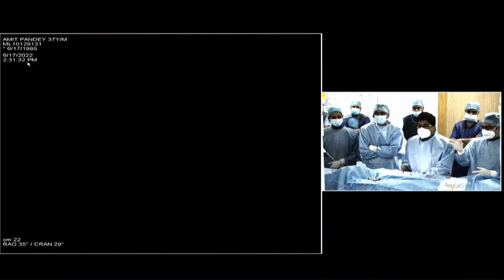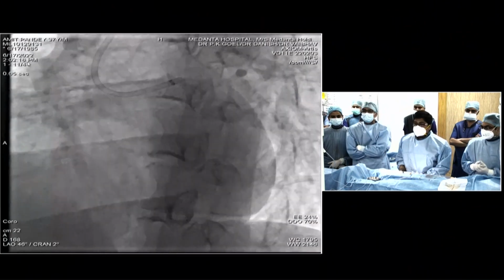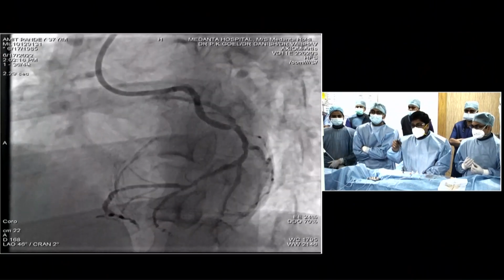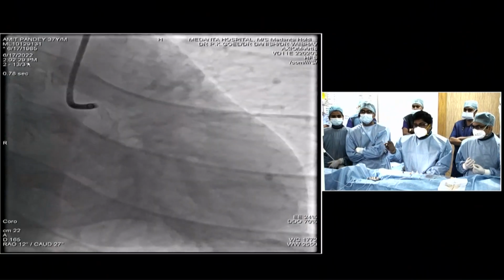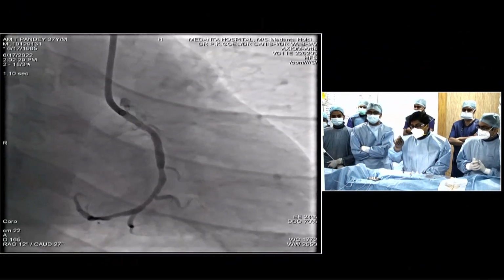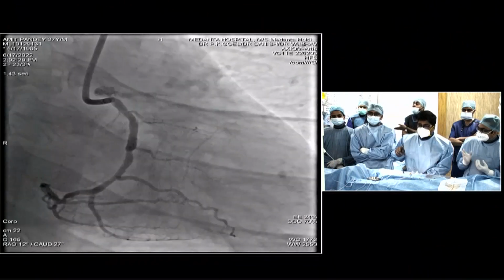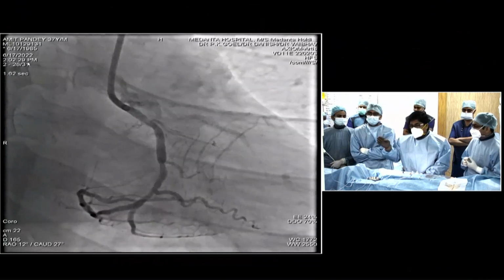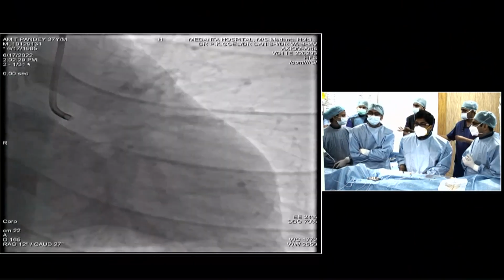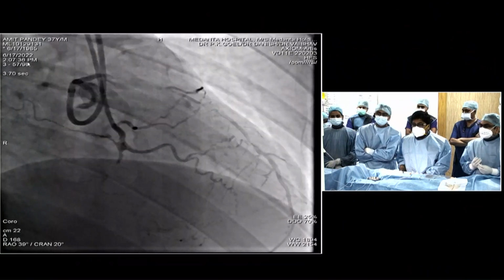Sure. So now you'll see that. Can we see the bilateral injection? Start, please. So okay, that was the hooking. Go ahead. So the guide went into the circumflex, so then it's like a separate orifice. So we chose EBU 3 to get into the LAD, because otherwise with EBU 3.5 we were not even entering the LAD. So we changed to EBU 3, and this is the contralateral injection.